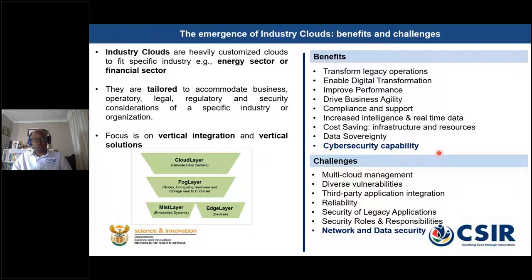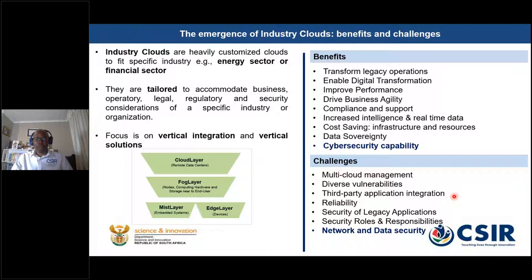However, this comes with a number of challenges. For example, multi-cloud management with industry clouds becomes a little tricky because industry clouds are specifically tailored. If you are going to use different service providers, you will have a challenge in using these multiple clouds. You might find yourself having single points of failure. You might also have diverse vulnerabilities, because your industry cloud is tailored to your organization, so you don't have the opportunity of access to common vulnerabilities. Of course, because we are using the same technologies, you will still probably have some visibility of the others. Third-party application integration is another component that can be tricky, particularly in an organization that uses IT, IoT and OT technologies, because that sometimes requires very specific protocols that need to be integrated across these different systems.